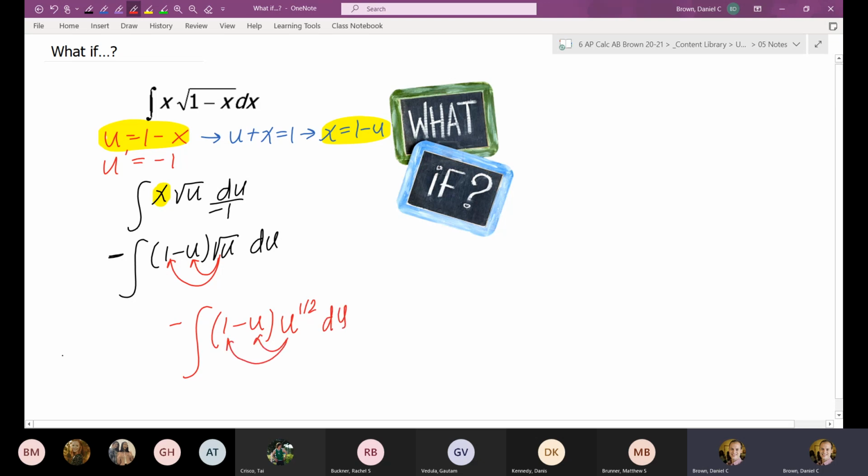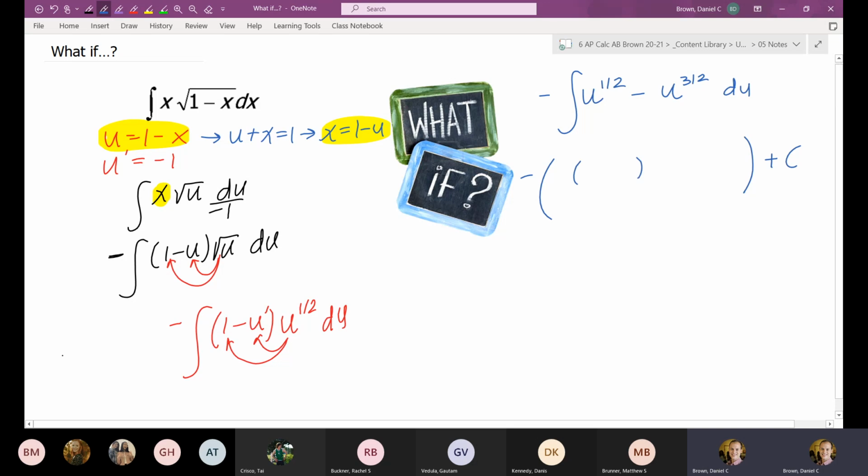When you distribute across, same base, just make sure you add the exponents. And so then basically we'll no longer have a product, and we can just integrate each term separately. So I have the integral, not forgetting about that negative sign. 1 times u to the 1/2 is u to the 1/2, minus u to the first times u to the 1/2 will be u to the 3/2, du. Now we can just use what we did at the very beginning, power rule, and then simplify. So I have a negative on the outside, and I'm going to put some parentheses because I know that negative is going to have to distribute across my integral sign.